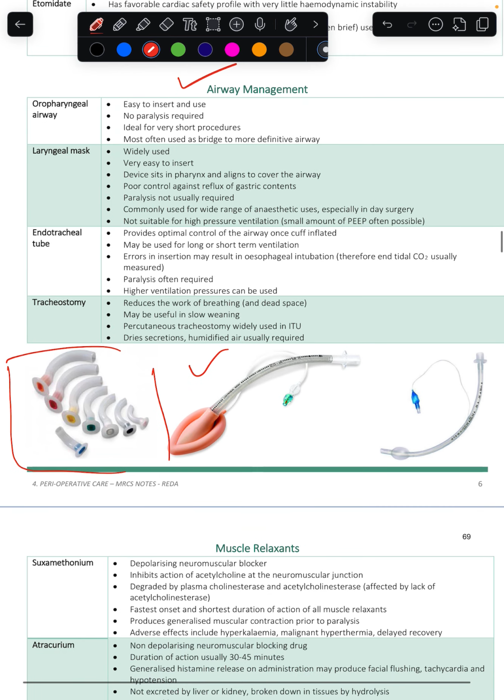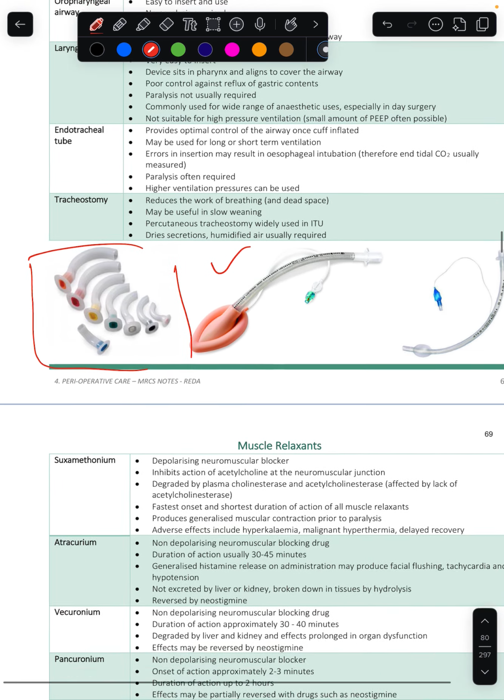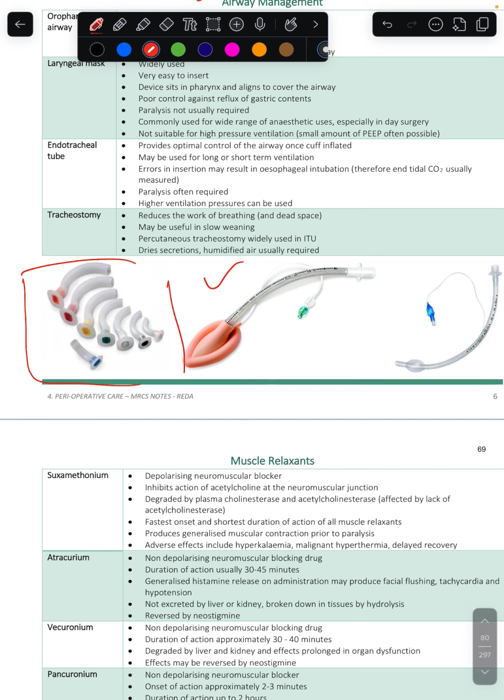Endotracheal tube provides optimum control of the airway, has a cuff for inflation, and may be used for long-term ventilation. Errors in insertion may result in esophageal intubation. Therefore, end-tidal CO2 is measured and paralysis is often required. Tracheostomy reduces the work of breathing. It reduces dead space and is often used in slow weaning. If a person is on a ventilator and weaning has to be done, you put in a tracheostomy.